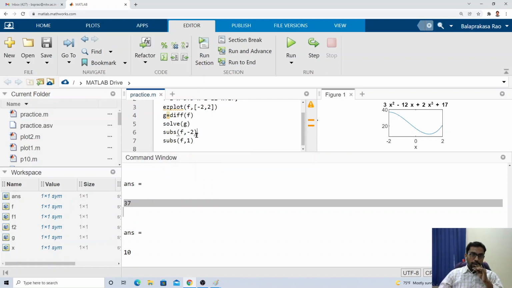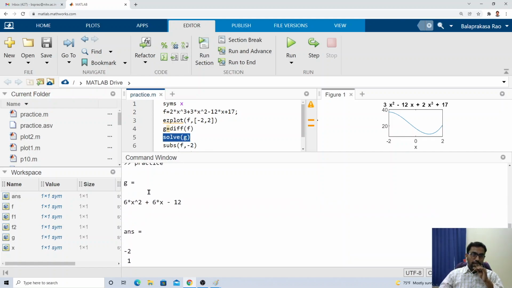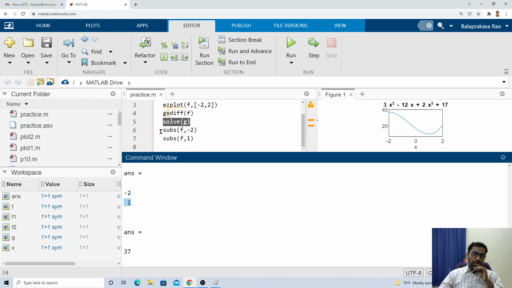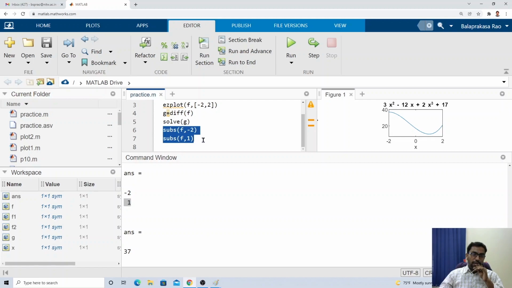Are we clear on this one? So we simply applied the first order derivative, then solved the equation. Then we got two roots. One of them is maximum, one of them is minimum. That can be cross-checked using this substitute function. You can substitute the value in the function and then you can check whether it is returning the maximum value or minimum value.